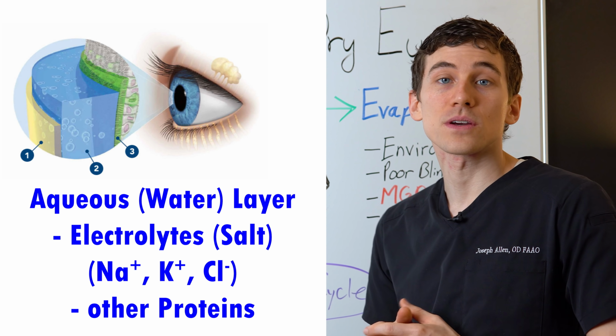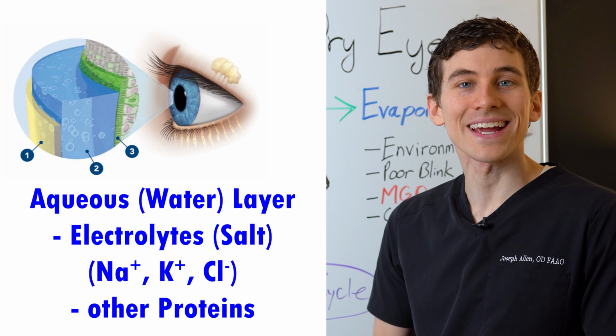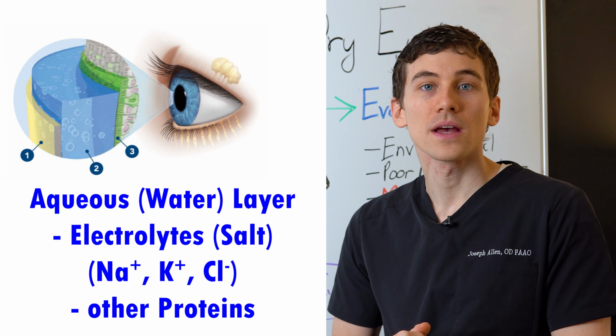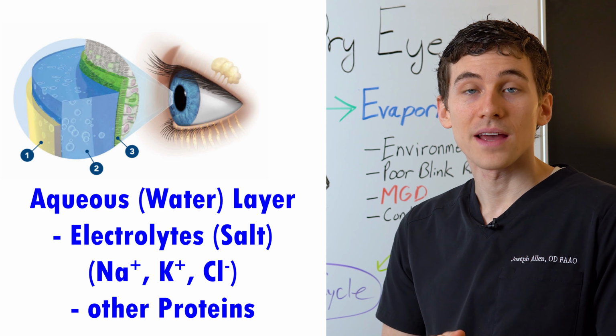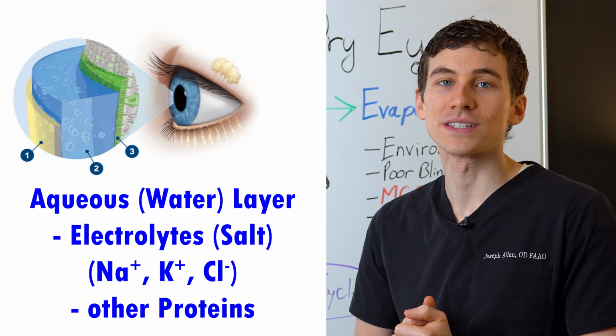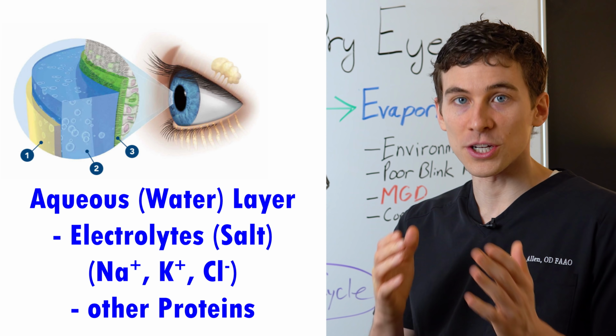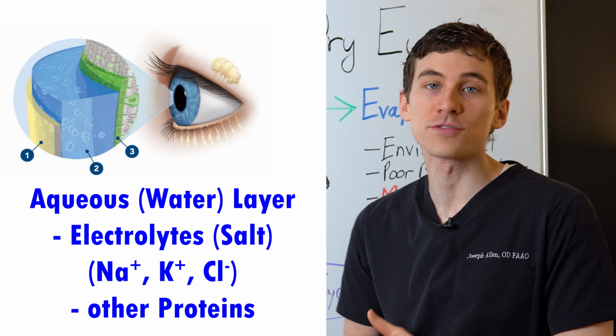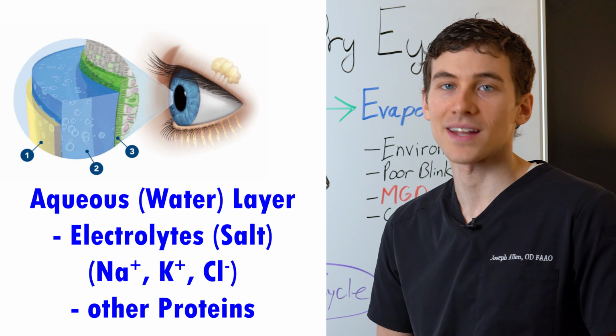Now, the aqueous component, I also want to mention, also contains electrolytes or salt, and then it also contains proteins. And that's important because as the salt content changes of the liquid tear film, then that can contribute to a major component of dry eye disease. And we're going to touch on that in just a moment.